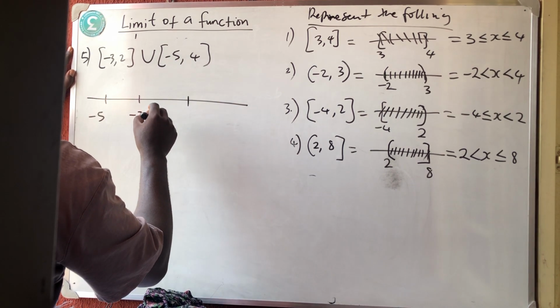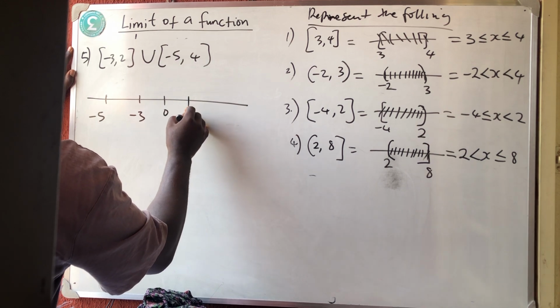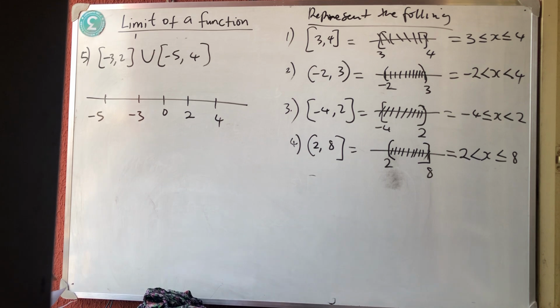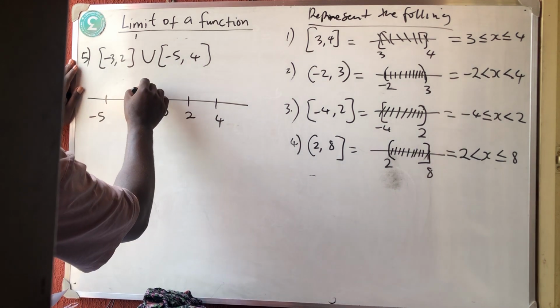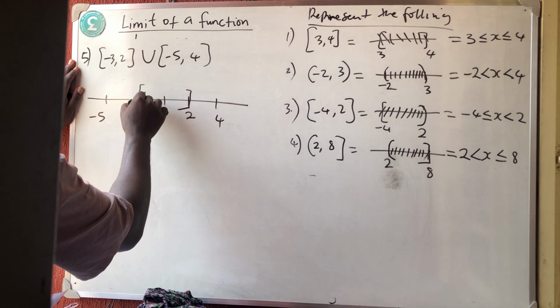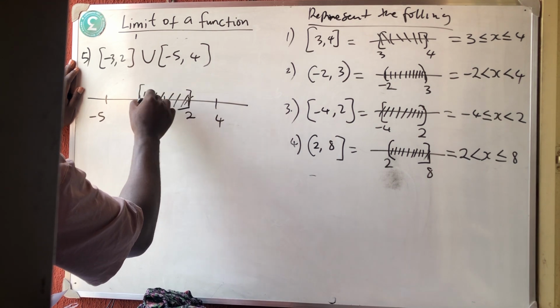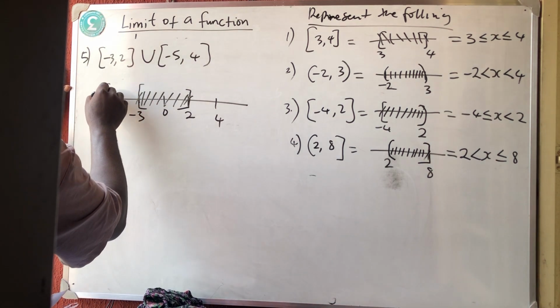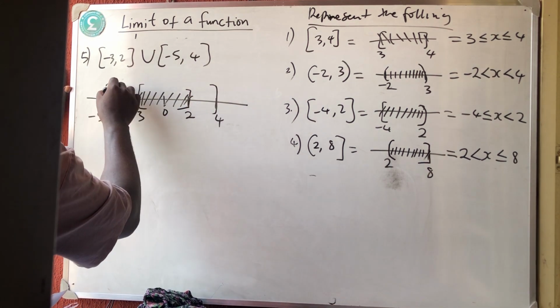So let me have that the center is 0. Let me have that here is 2 and here is 4, for instance. I don't mean that they are accurate. Now for -3 and 2, -3 and 2 is here. I hope you are seeing it. Both -3 and 2 are involved. Now -5 and 4, -5 and 4 is here.